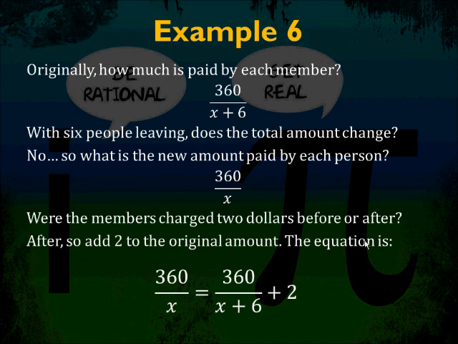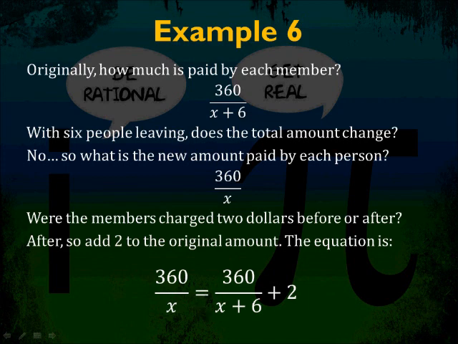So let me repeat this. We found out how much was paid originally by each member. We had x plus 6 members at the beginning. We have x members that are actually going, so that cost is divided 360 divided by x. Because they were charged $2 more to cover the cost of those not going, we have to add the 2 to the right side to the original price. So the new price is more than the original price, so we add 2 to the original price.